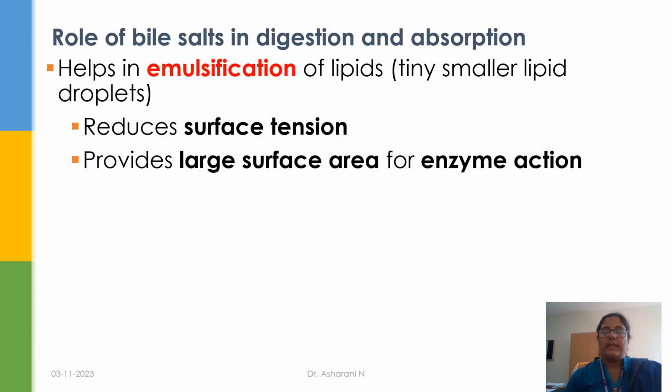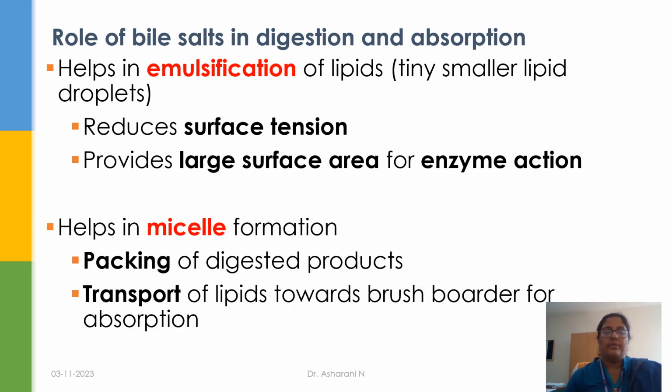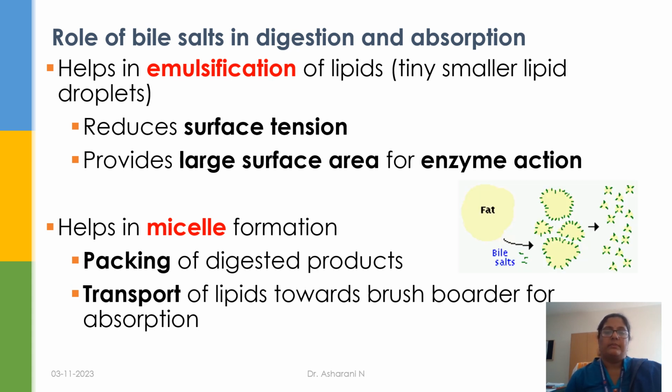These bile acids help in the emulsification process, where tiny smaller lipid droplets are formed, where there is reduced surface tension. They provide larger surface area for the enzymatic action. So this part is in digestion of lipids. And also they help in formation of micellar structure. They help in packing of digested products and transport of these lipids towards the brush border of the small intestine for absorption.